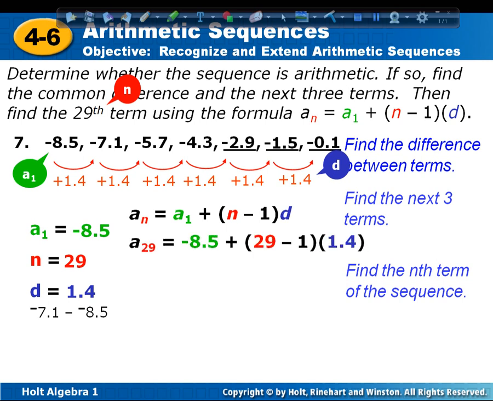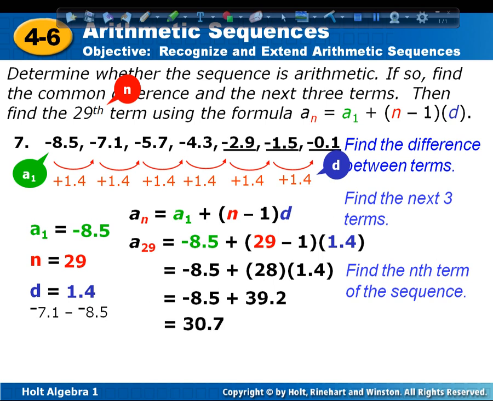Negative 8.5 plus 29 minus 1 times 1.4 gives me negative 8.5 plus 28 times 1.4, which gives me negative 8.5 plus 39.2, which overall gives me 30.7. Hopefully you got that correct. If not, please go back and fix it. Take a minute, make sure you have all of that written before you move on.